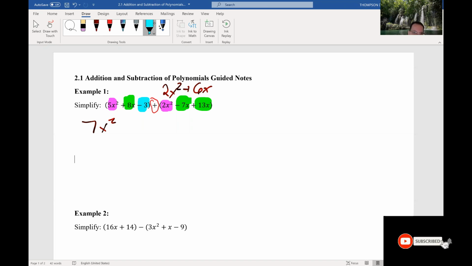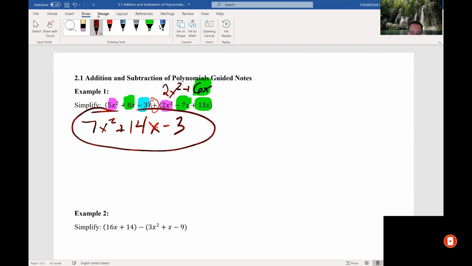We highlight that in green. 8x plus 6x is going to be 14x. And then the negative 3 is by itself, so just minus 3, and we are done.